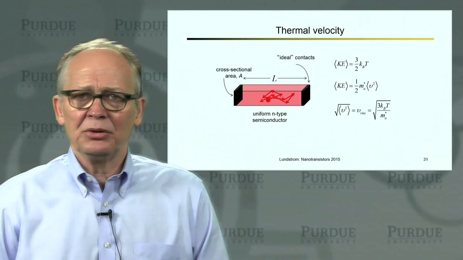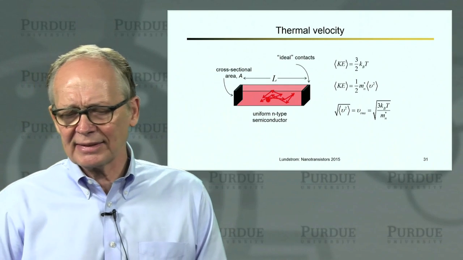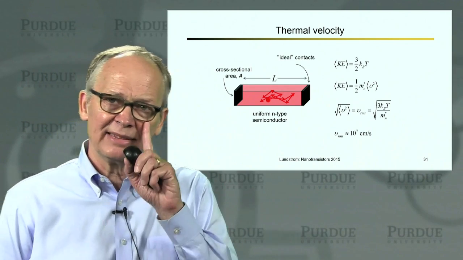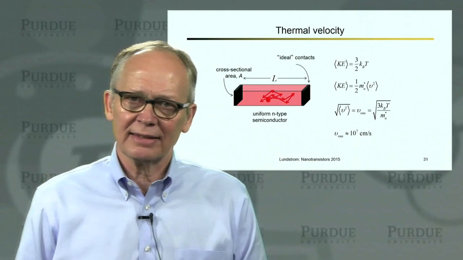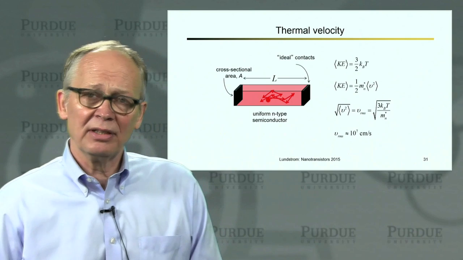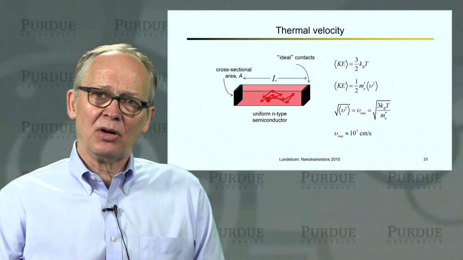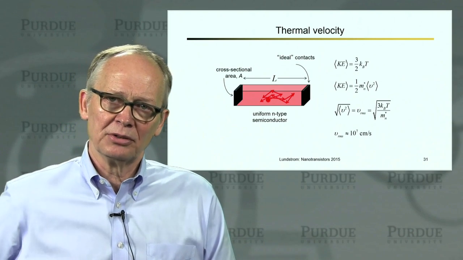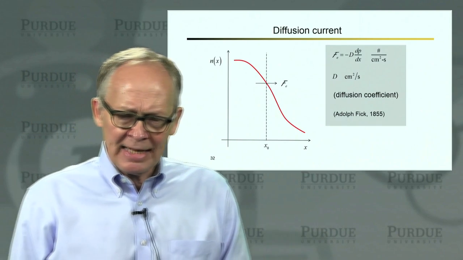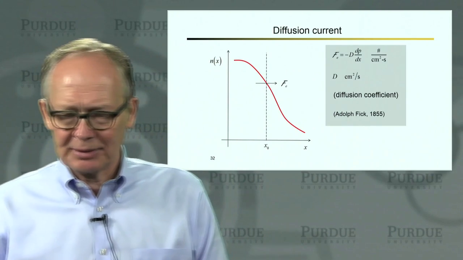So we can compute the RMS average thermal velocity and get an expression for it. It turns out to be about 10^7 centimeters per second for electrons in silicon. When we apply an electric field, we typically give it a small average velocity superimposed on this large random velocity. Now, something else can also happen.